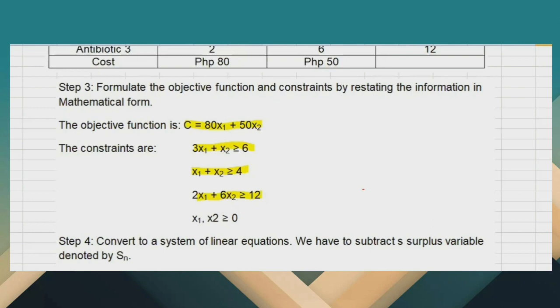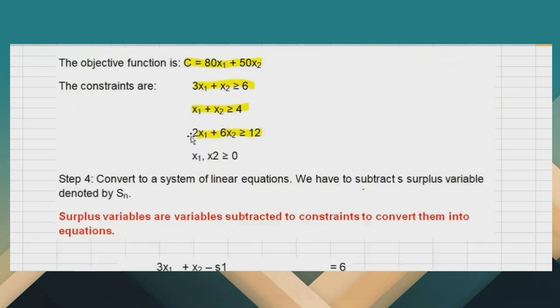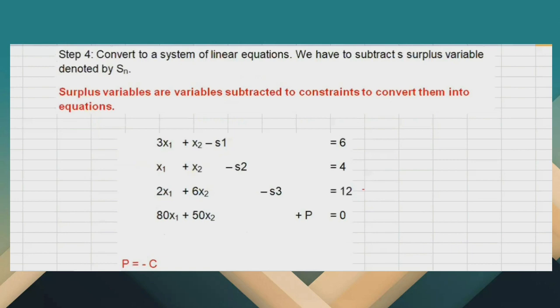Then we are referring to minimization problem. That's why instead of adding slack variables to change the inequalities to equation, in minimization problem, we need to subtract surplus variable to change our inequalities into equation. Subtraction ang gagawin. So, ito na siya. So, we have this is step 4.